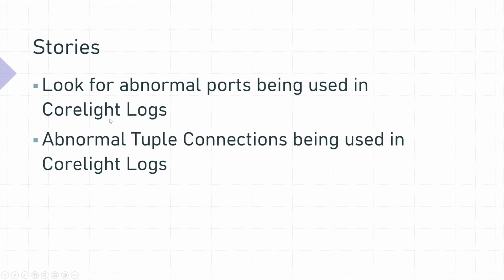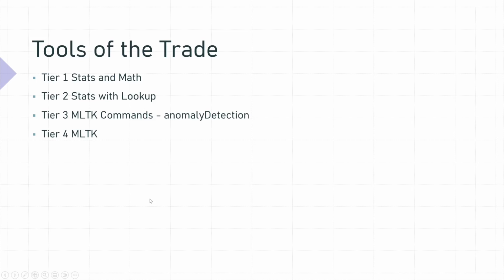All right. And then when I get done with that, I'm going to look at abnormal tuple connections being used in Corelight logs, tuples meaning source IP and destination IP. I just want to see, am I making new connections that I've never used before? All right. The other thing we're going to do then is I'm going to take you back to the tools of the trade.